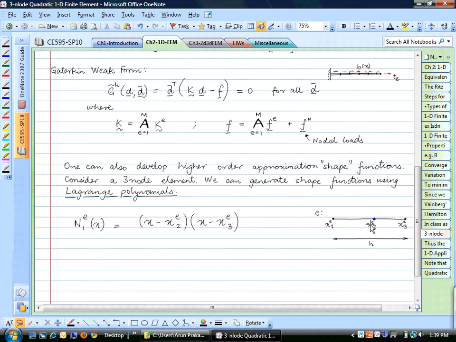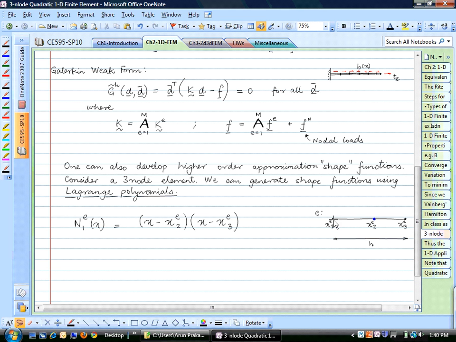If you try to calculate this shape function at, let's say, node 2, you plug in the value of x. X at this point would be xe2, the node value of that node. So this term goes to 0. So obviously this shape function would be 0 at node 2. Similarly, if you plug in the value of x as x element 3, this node, then this term goes to 0. So we now know that this is a quadratic shape function, and it is going to go to 0 at this point and at this point.